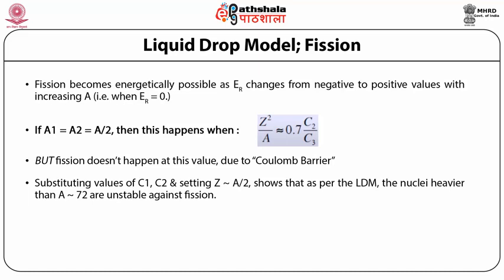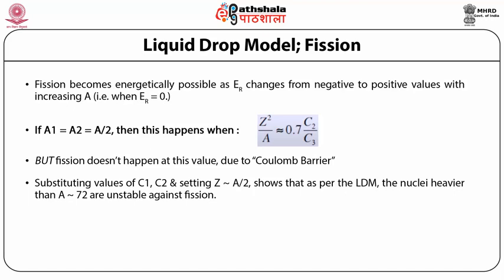So under the condition when the big nucleus is broken into two lighter nuclei of equal mass, then Z square by A is around 0.7 C2 by C3. But fission doesn't happen at this value due to the Coulombic barrier. So at this point basically we can say that our fission has not happened because there is Coulombic repulsion.